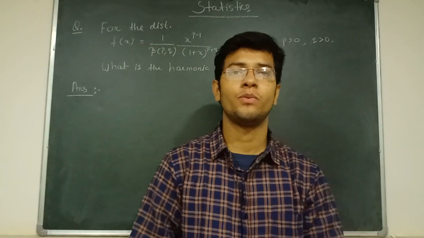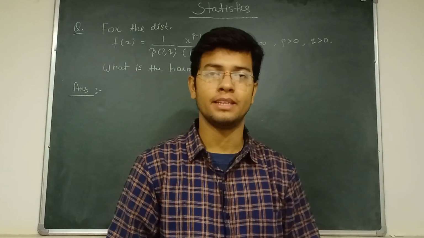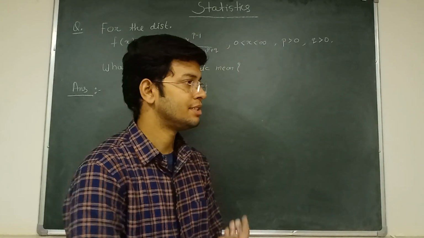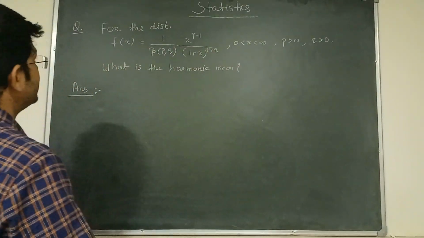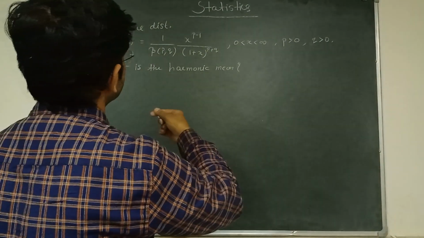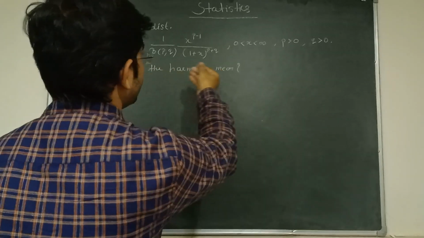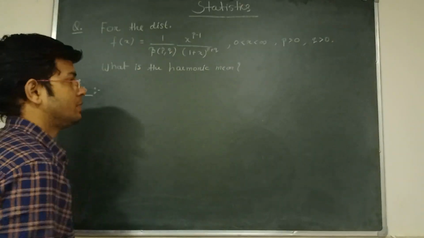So, in this video, we will find the harmonic mean. So how can we find it? Let's solve it. For the distribution, f(x) is equal to beta. So we have been given the distribution and we need to find the harmonic mean.